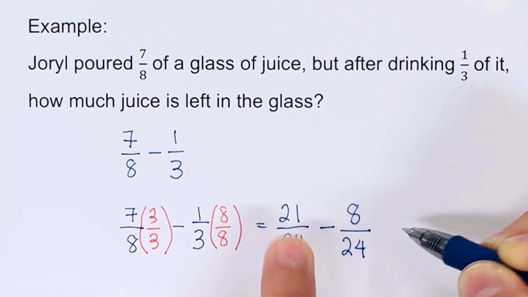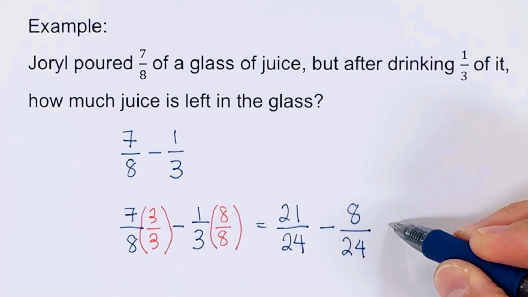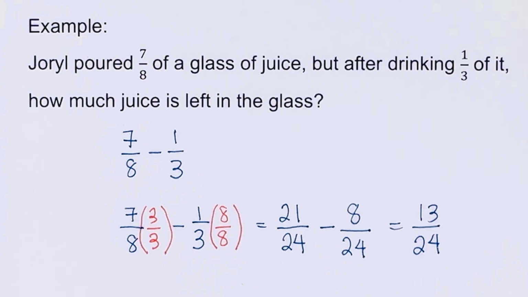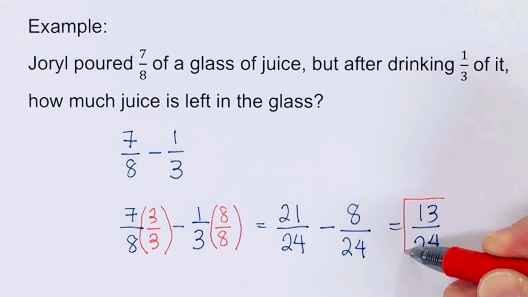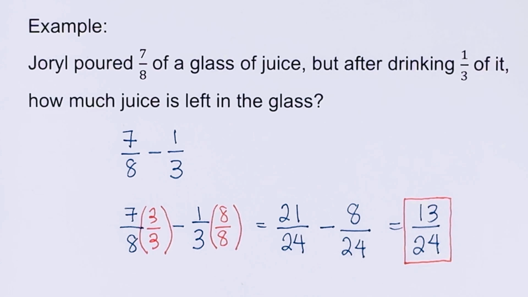So 21, notice that they already have the same denominator. So 21 minus 8 is 13 over 24. So this is the leftover amount of juice after Jorel drank 1/3 of it. So that is how we subtract fractions using the giant 1 method.